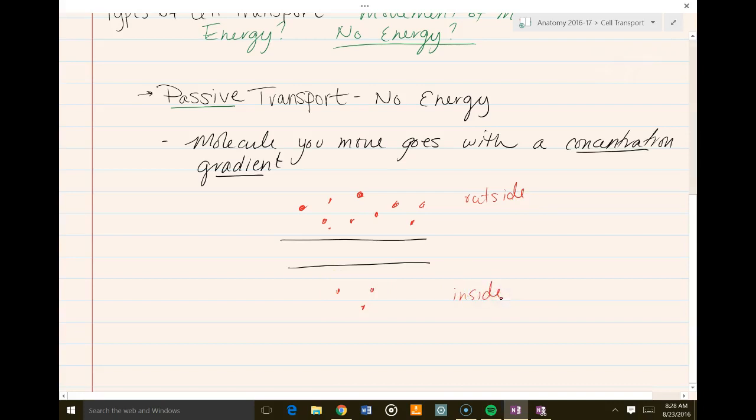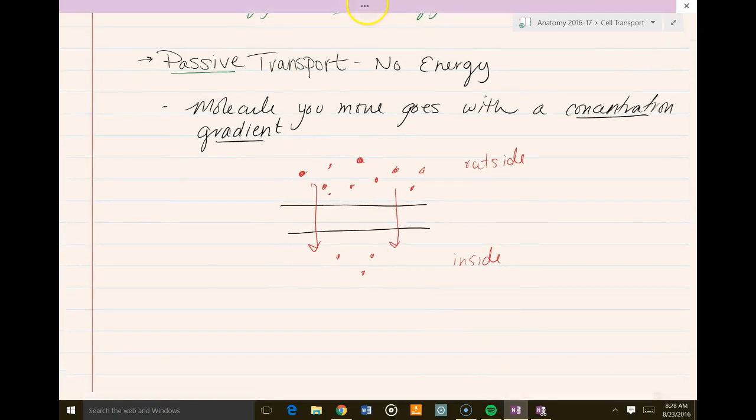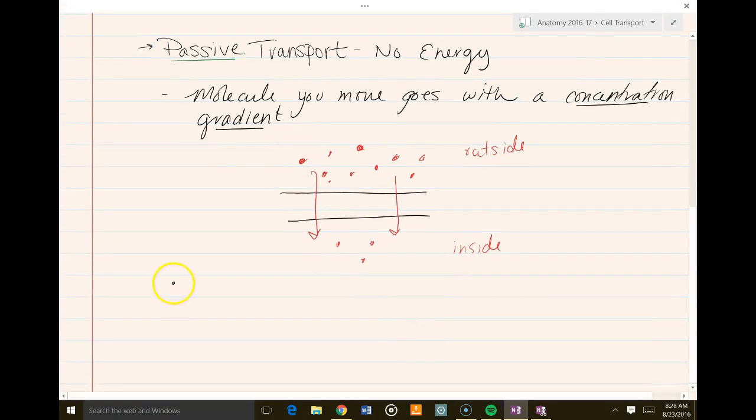Which way do you think the molecules are going to go? They're going to move through the membrane towards the side that has the smallest number. In nature, things like balance. They want it to be even. So the molecules that are on the outside are going to get moved to the inside. And that's just following this concentration gradient. It's just moving from one side to the next. So because we're following a concentration gradient, we're going to go from high concentration to a low one.